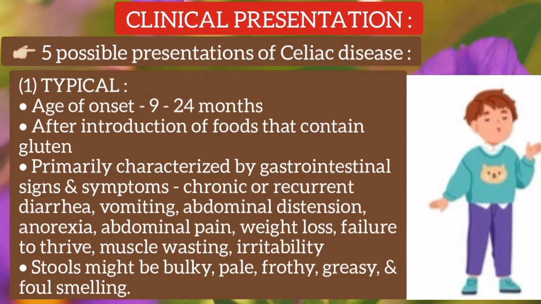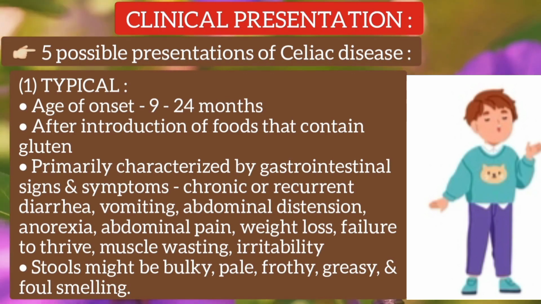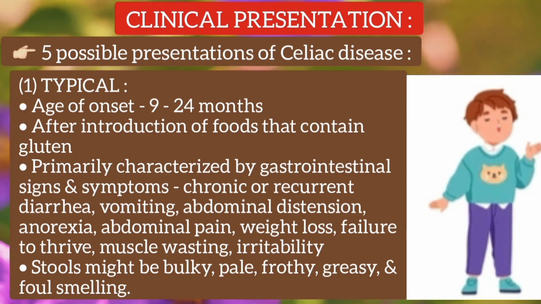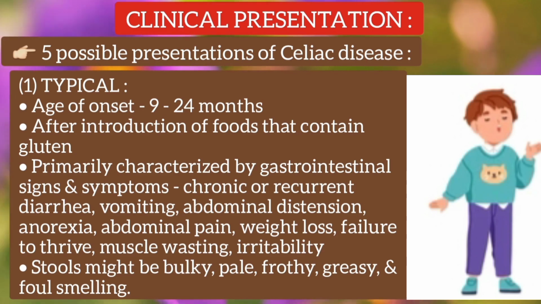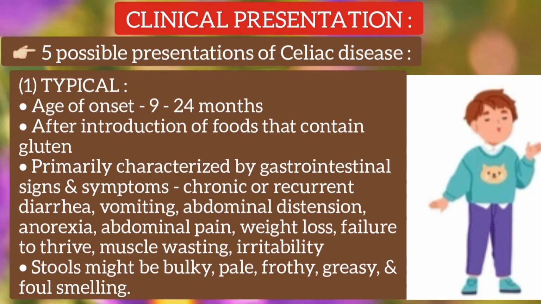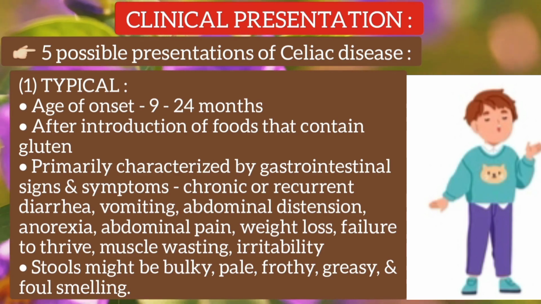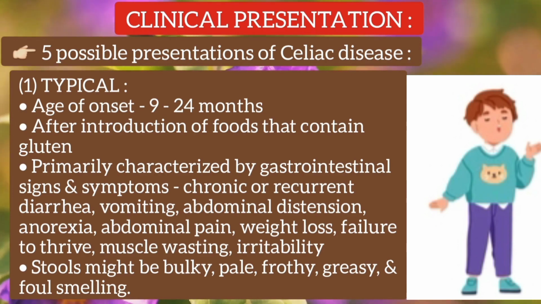There are 5 possible clinical presentations of celiac disease. First one is the typical or the classic celiac disease. It appears in children aged 9 to 24 months after introduction of foods that contain gluten. It is characterized by gastrointestinal signs and symptoms such as chronic or recurrent diarrhea, vomiting, abdominal distension, abdominal pain, anorexia, weight loss, failure to thrive, muscle wasting, irritability, apathy. In this case, the stools may be bulky, pale, frothy, greasy, and foul-smelling.